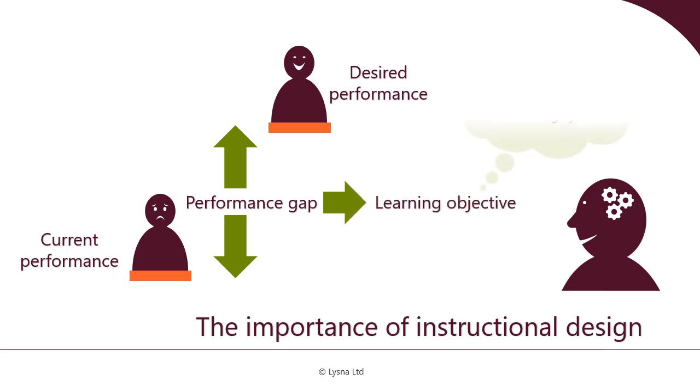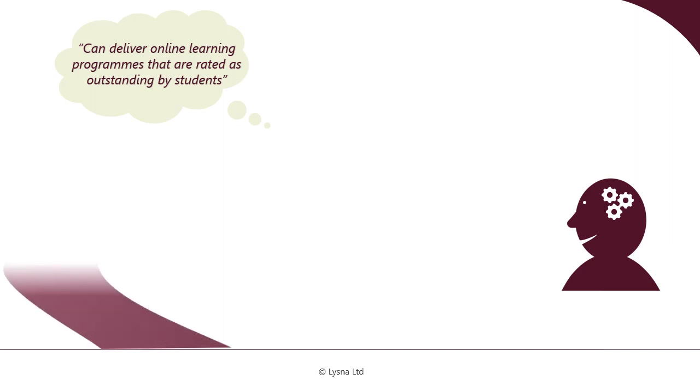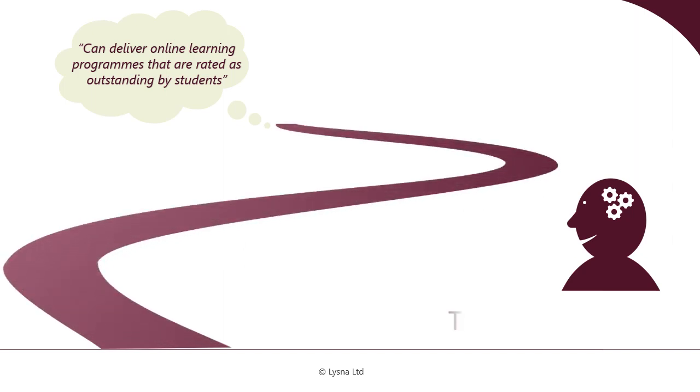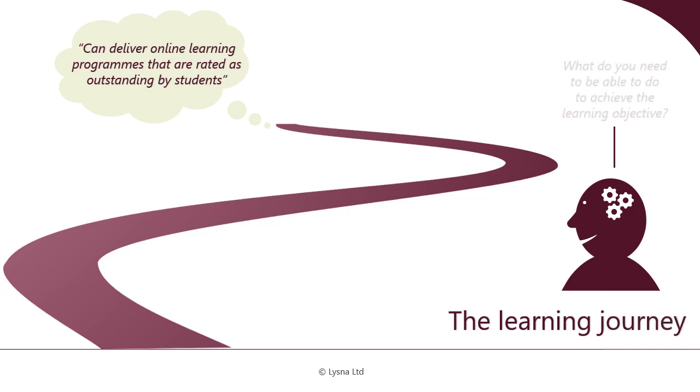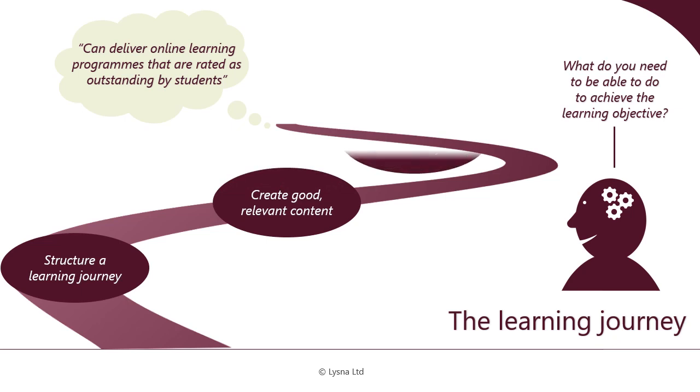For example, I might define an overall learning objective as being, can deliver online learning programs that are rated as outstanding by students. You then take this overall learning objective and break it down to provide a structure and flow for what we call the learning journey. This requires repeatedly answering the question, what do you need to be able to do in order to achieve the overall learning objective? For example, to deliver an outstanding online program, you need to be able to structure a learning journey, create the content, and facilitate effectively.